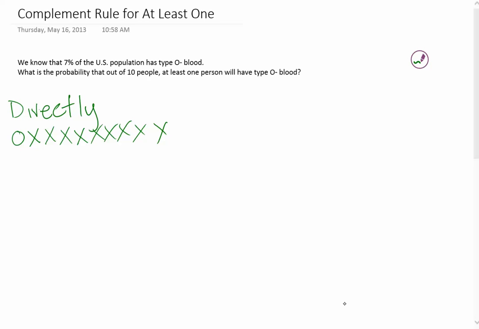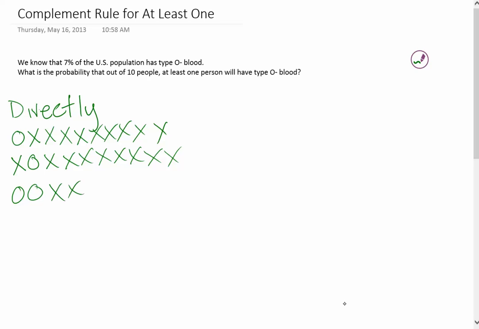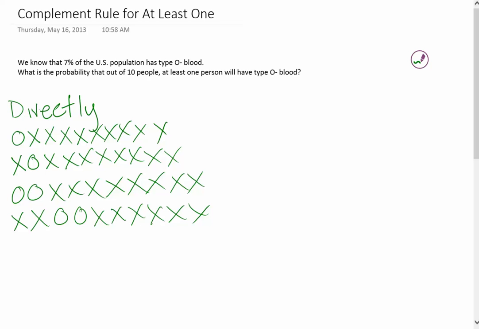But that's not the only way to do it. You could also have not type O, and then not, okay, etc. So notice there would be lots of different ways I could get just one person with type O negative blood. But then you'd also have to consider, well, how could I get 2 people with type O negative blood? So I could have like a type O, and then not. Or I could do not, type O negative, not, etc. I would have to list out all the different ways that I can get at least one person with type O negative blood.